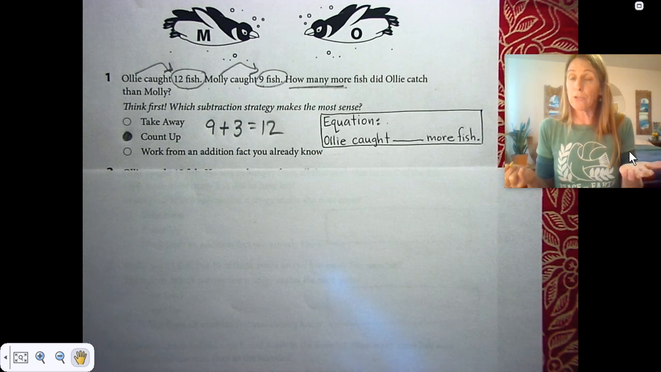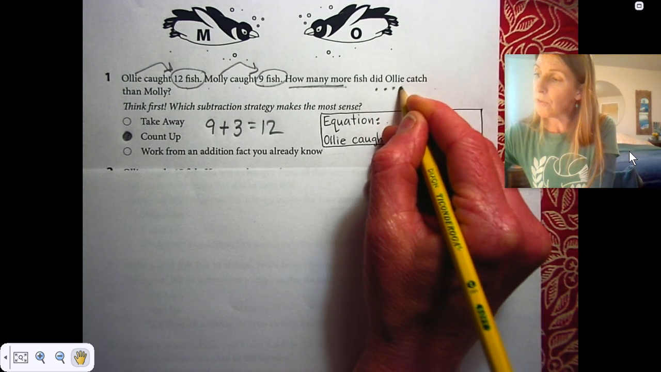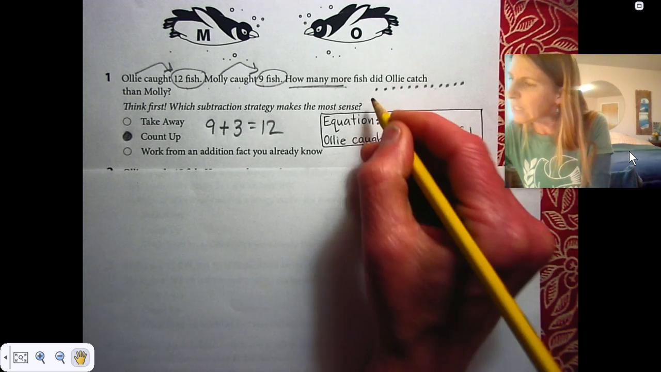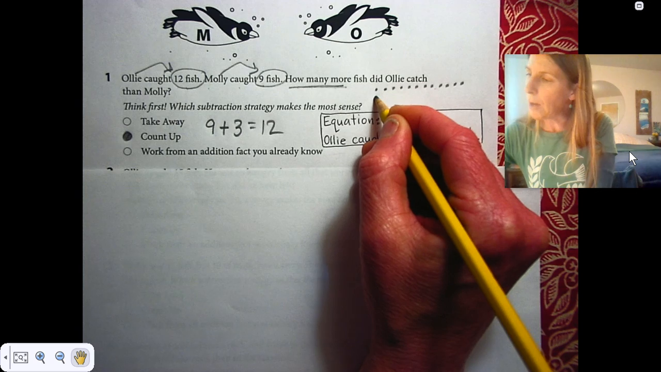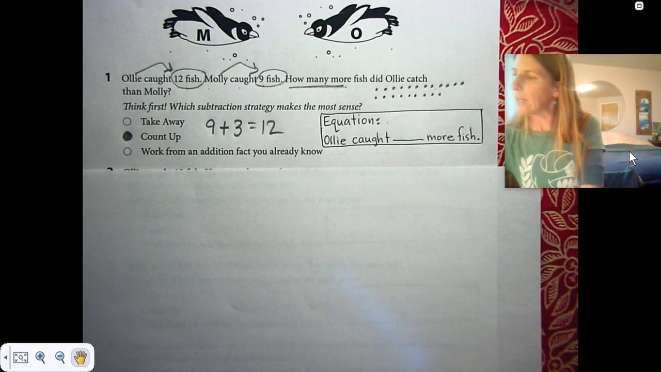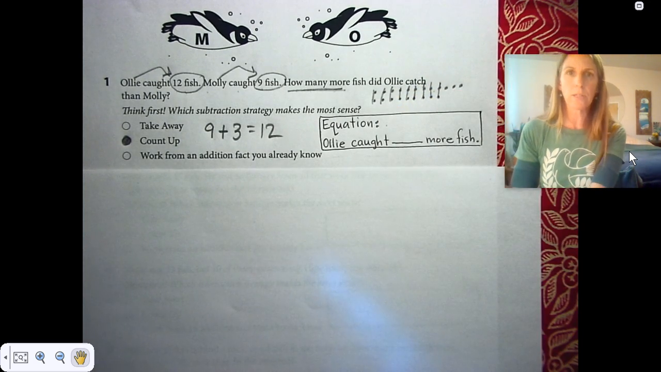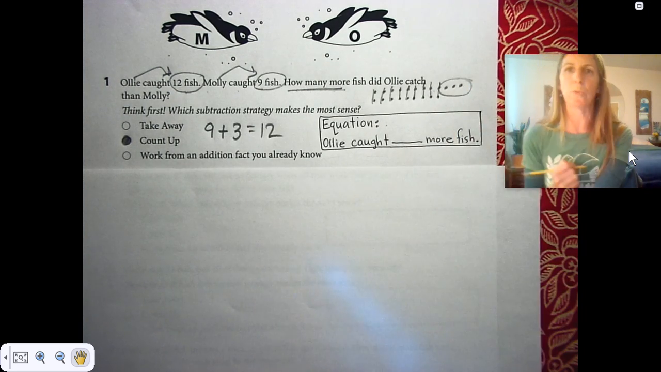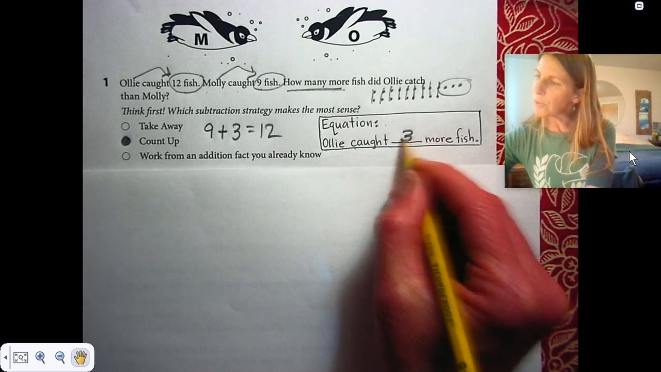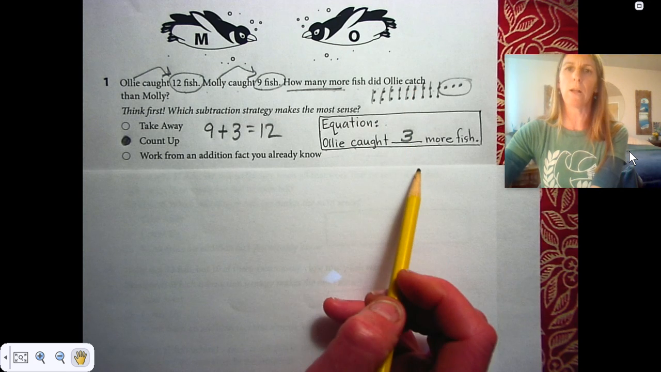I could also draw a picture of it. We could do that comparison where we line up 1, 2, 3, 4, 5, 6, 7, 8, 9, 10, 11, 12 for Ollie. And then you got to be careful though lining them up. 1, 2, 3, 4, 5, 6, 7, 8, 9. Pair up all the partners. I should have 3. Boom, right there. So Ollie caught 3 more fish. Let's make sure. How many more fish did Ollie catch? Yep, Ollie caught 3 more fish.